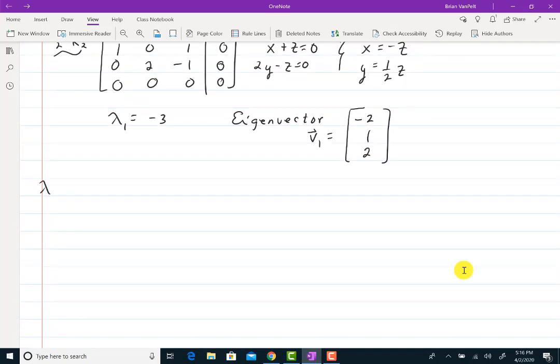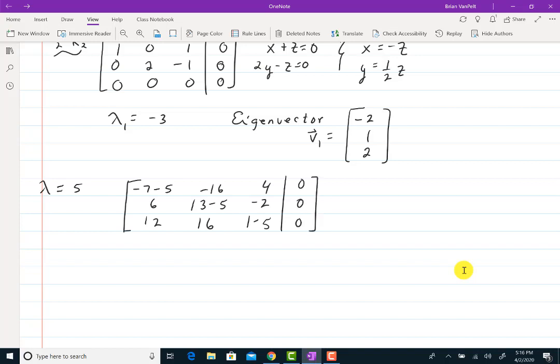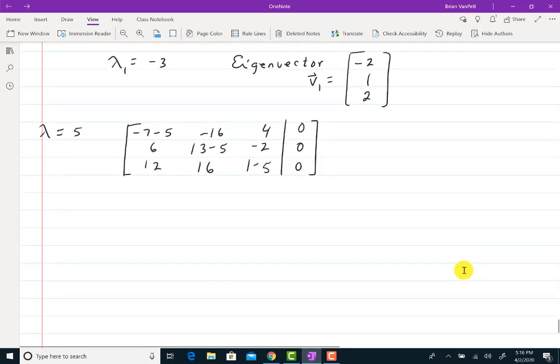Next, we had lambda equals 5 and 5, but I don't need it twice. And I'll be doing the same thing as before. Start with the original matrix, subtract off the lambda, and let's go ahead and work this and find more eigenvectors.